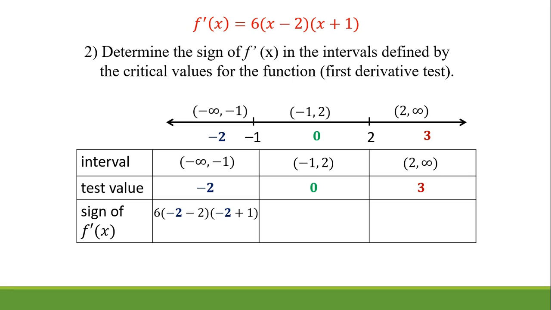So for example, 6 is definitely positive. -2 minus 2 is negative, and -2 plus 1 is also negative. So what we have is a positive number times a negative number times a negative number, which gives us a positive result. For 0, we'll substitute 0 into the first derivative.